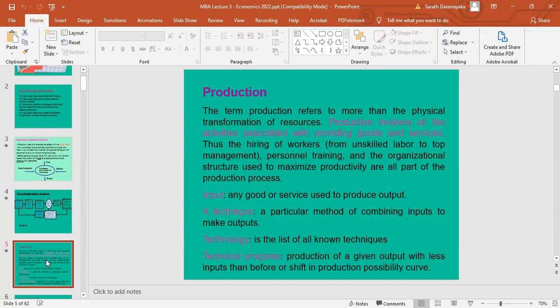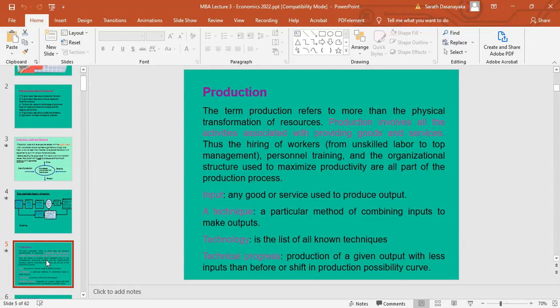And the production means not just machines, or just putting in input and coming out with output, but there are other associated activities we consider as part of the production. Then how do you define input? Input means any good or service used to produce output. Then the technique, another definition, is a particular method of combining inputs to make outputs. And the technology is the list of all known techniques and the technical progress.